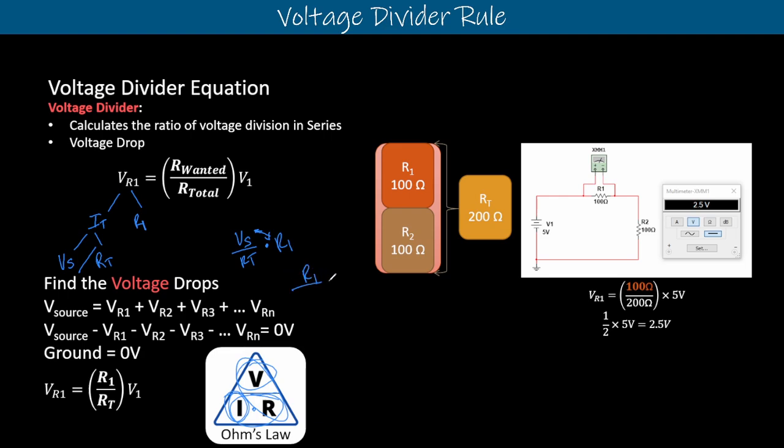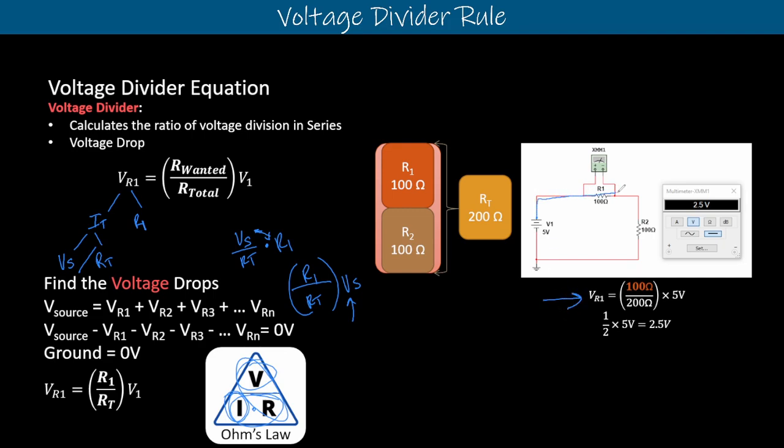These two can be rearranged so that we can visualize our resistance ratio. We can put R1 on top and RT on bottom and multiply that by our voltage source. Kind of like we did with our percentage, but now instead of multiplying by 100, we're multiplying by 5 volts, and that's going to give us the distribution of our voltage. That's what we see over here.